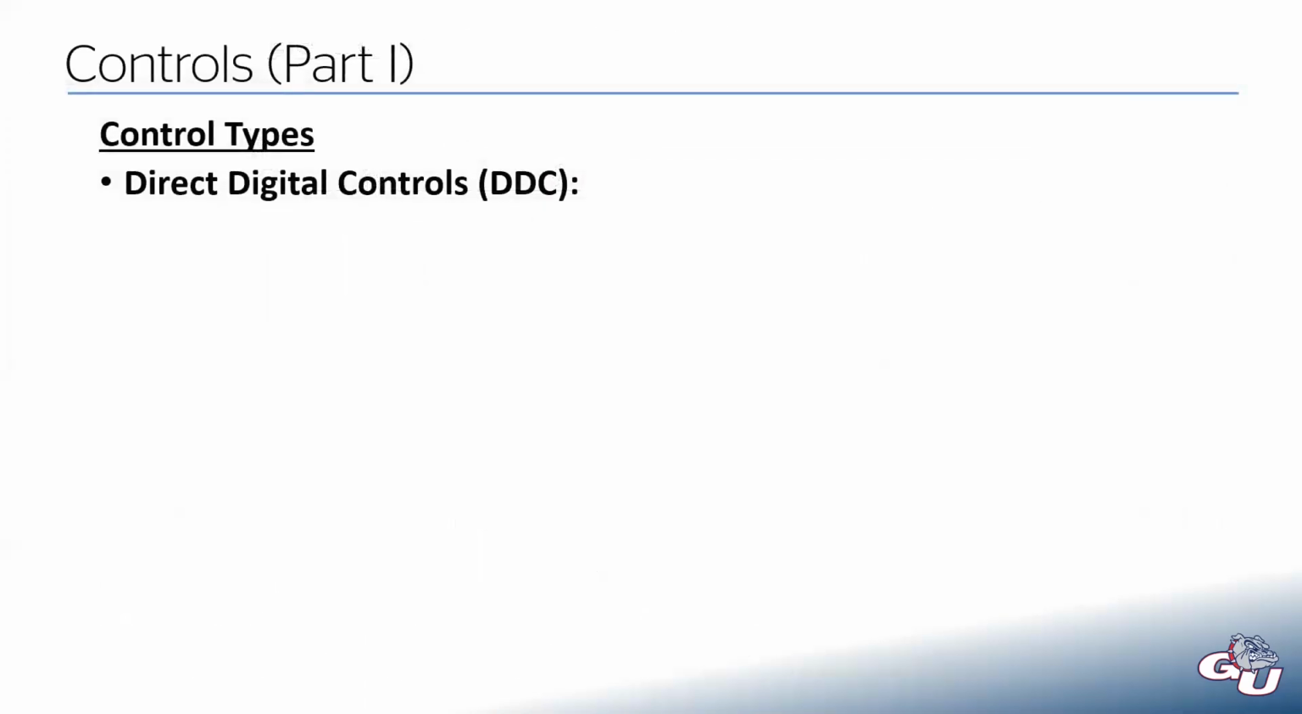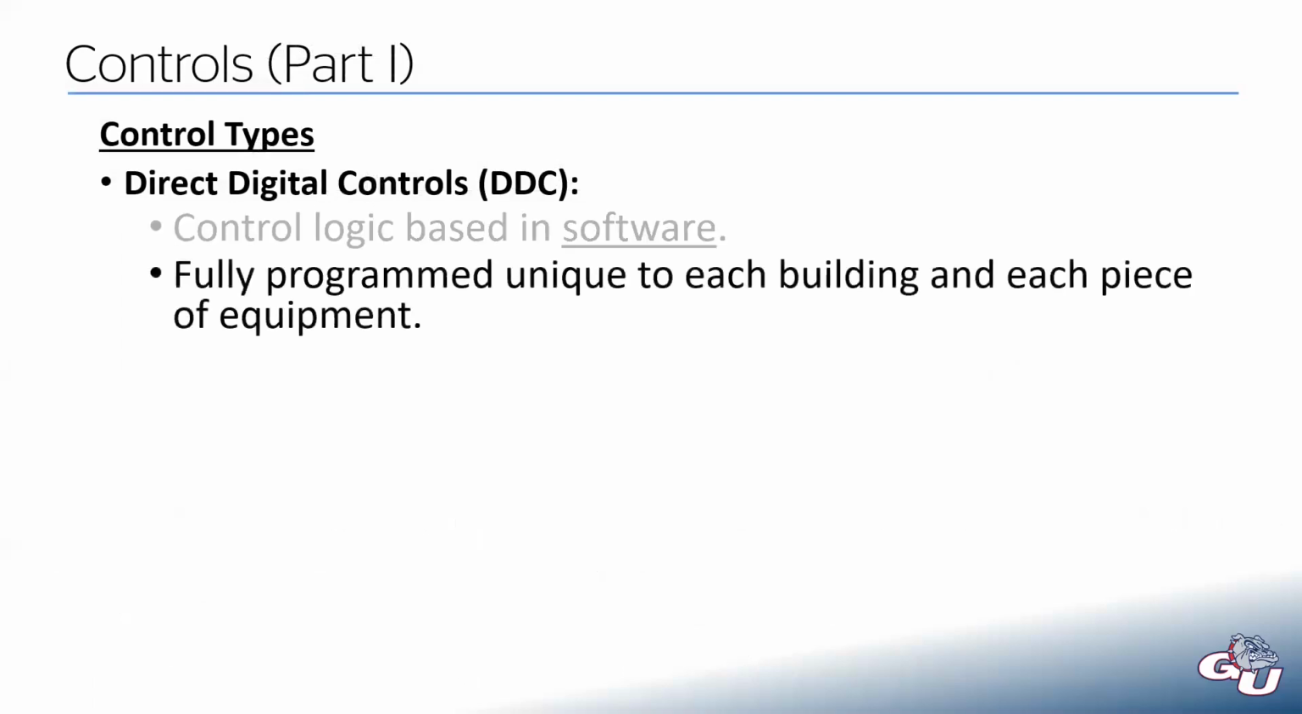Which brings us to the last controls option. I mentioned earlier DDC, that stands for Direct Digital Controls. With DDC systems, the control logic is entirely based in software. So it doesn't have the circuitry that we were just looking at. It is 100% software based. It means that your control logic is fully programmed, unique to every building and every piece of equipment.